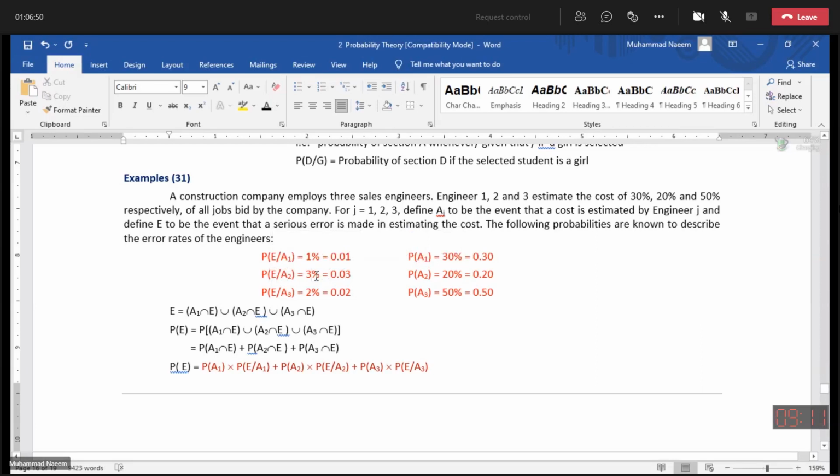In the market, we know every person. These professionals, everyone knows very much about their worth. So this is known. Similarly, the probability of the error if the cost is estimated by engineer 3, the chance of a mistake by this person is 2%.